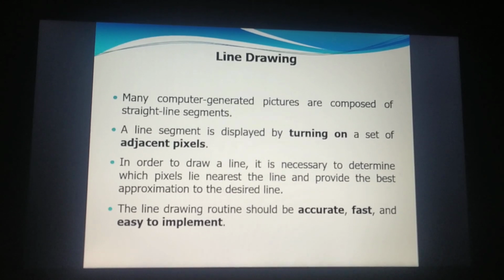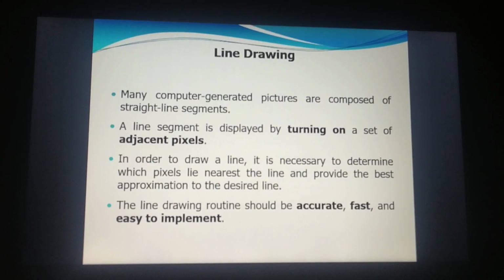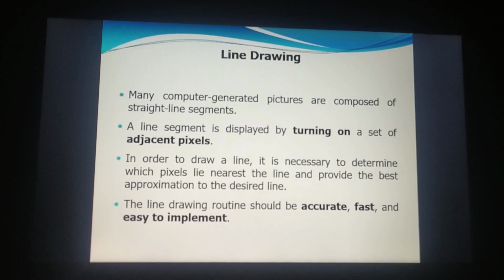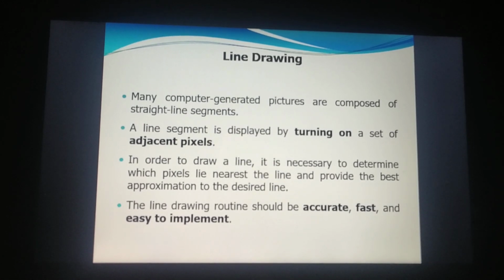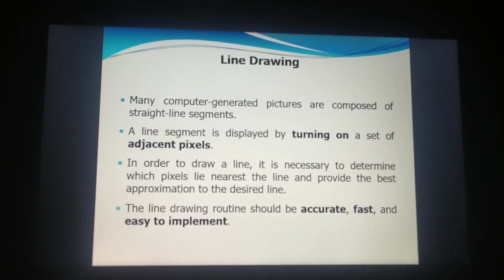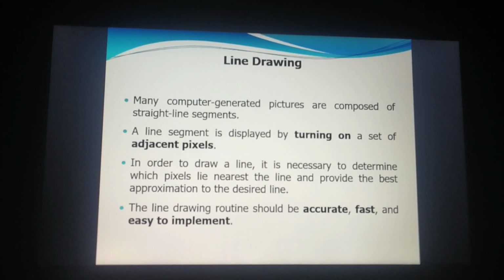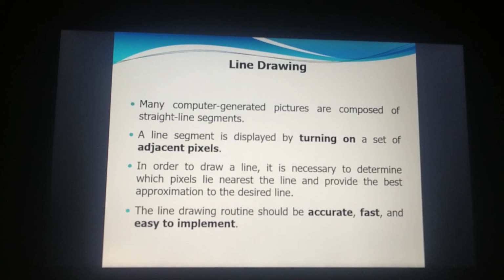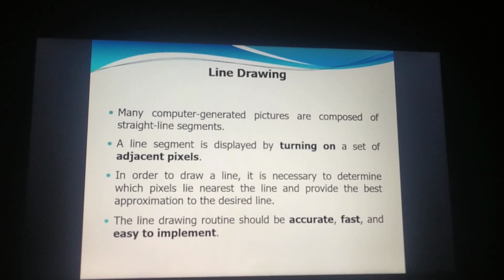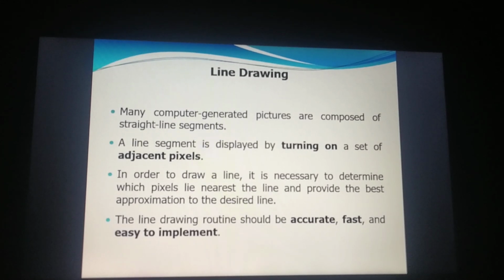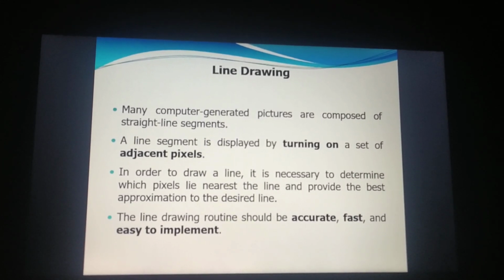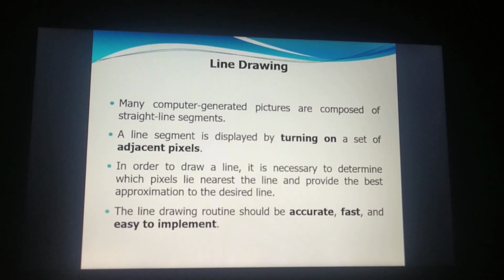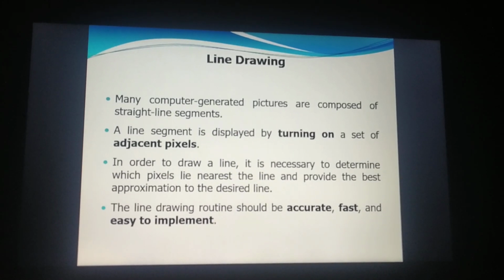Line drawing. Many computer generated pictures are composed of straight line segments. A line segment is displayed by turning on a set of adjacent pixels. Pixel plays a very important role in line drawing. In order to draw a line, it is necessary to determine which pixel lies nearest the line and provides the best approximation to the desired line. We have to finalize whether our next pixel lies nearest, downwards or upwards from our starting pixel. So that is very important here. The line drawing routine should be accurate, fast and easy to implement.